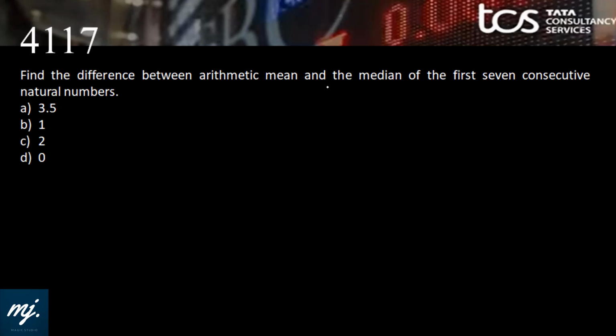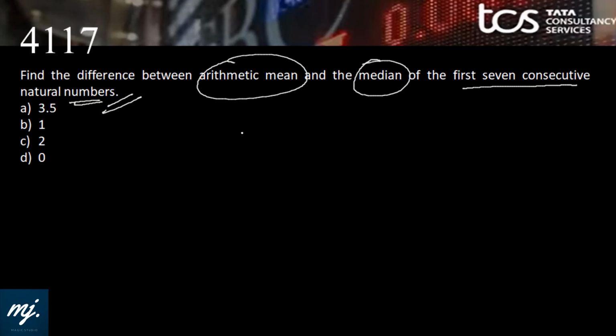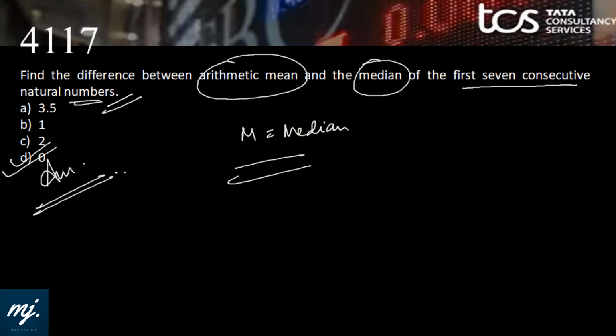Find the difference between the arithmetic mean and the median of the first 7 consecutive natural numbers. If you have watched our sessions on statistics, you must know that in case of any consecutive natural numbers, the arithmetic mean and median are always the same. That means the difference between them should be 0. Option D fits in.